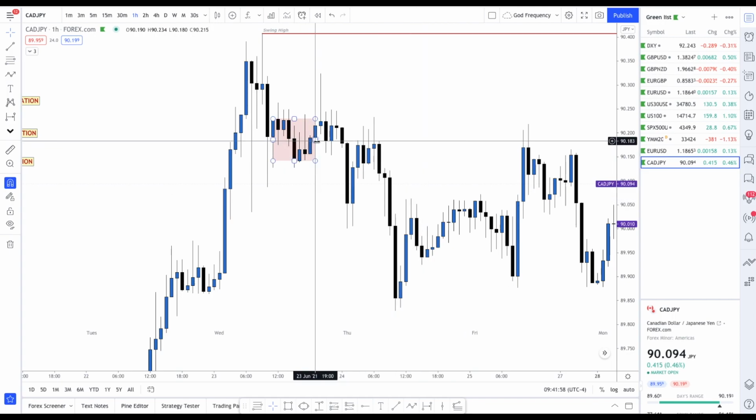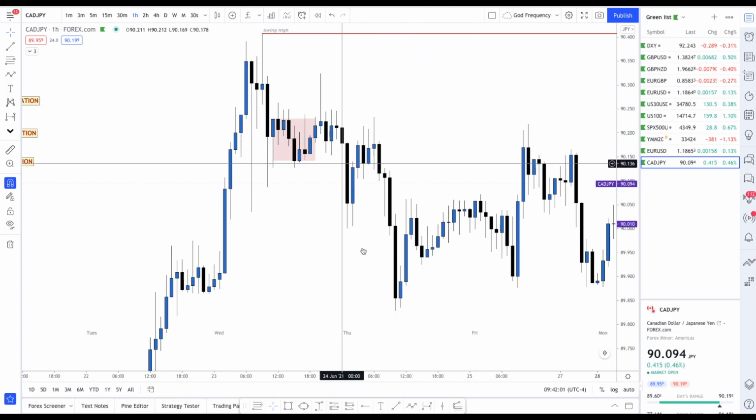So you look for that accumulation, manipulation, and then that distribution.